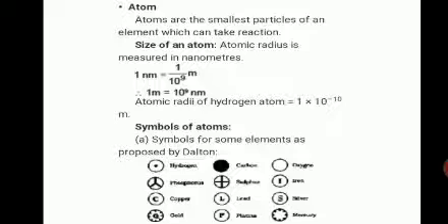So we are indicating it in terms of nanometer, and it is measured in nanometer, written as nm. It is really very, very small. And the atomic radii of some elements, we use radii, the plural of radius, radii.